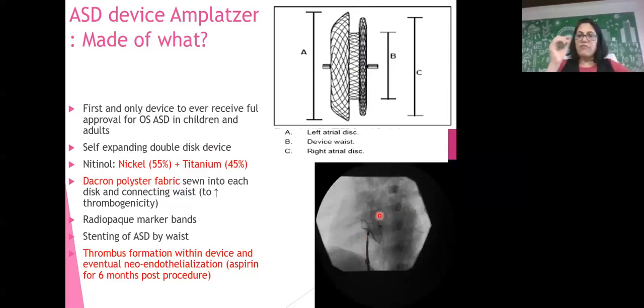So that is why for the first 6 months after the procedure, we put them on aspirin. So why do we put them on aspirin? While the endothelialization is happening, the body tissue is covering this ASD, little clots are forming in the device, which can embolize. So that's why for the first 6 months, they stay on aspirin.